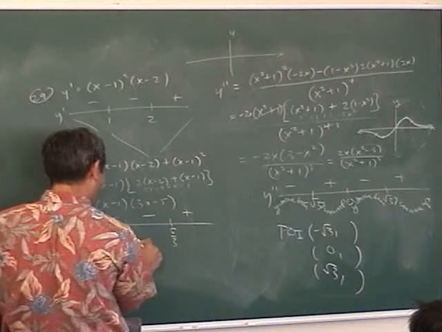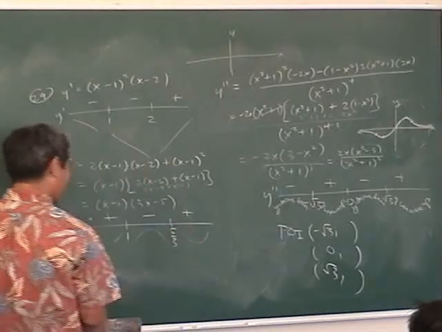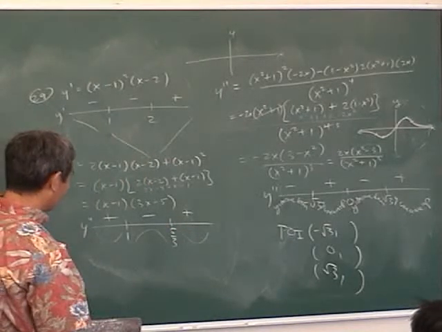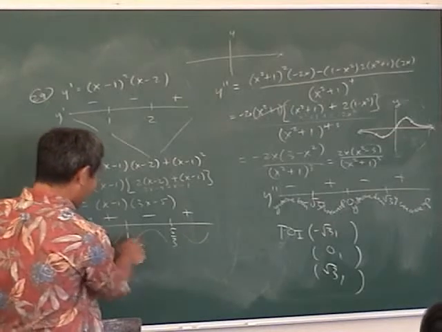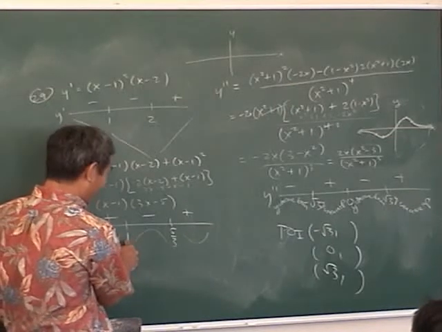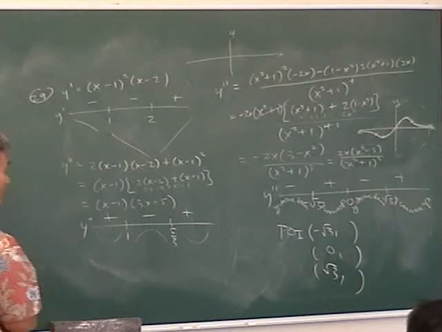Y is concave up, Y is concave down, Y is concave up. So how many points of inflection are there? 2, because it changes concavity from up to down, right? So at x equal 1 and x equal 5/3, you have points of inflection.